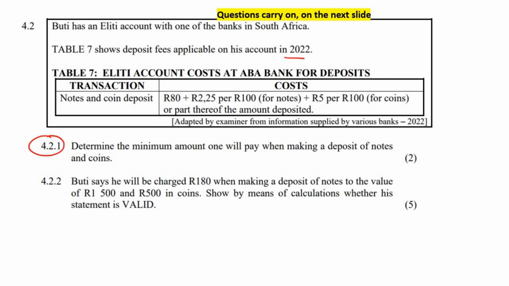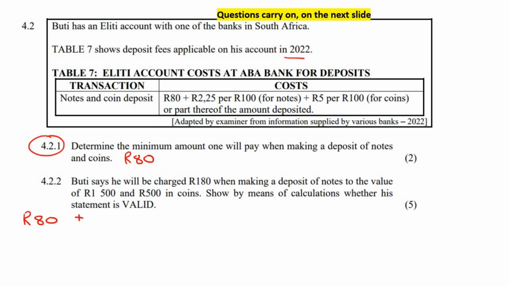Okay, so it says determine the minimum amount. Well, that'll be 80 Rand. No matter what you deposit, you're always going to pay 80 Rand. Booty says that he will be charged 180 Rand when he makes a deposit of notes to the value of 1,500 and 500 Rand in coins. Show by means of calculations whether his statement is valid for 5 marks. Okay, so he's definitely going to pay 80 Rand, no matter what.